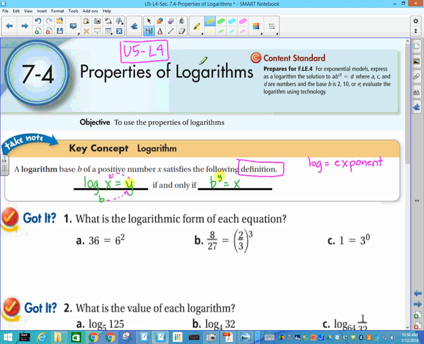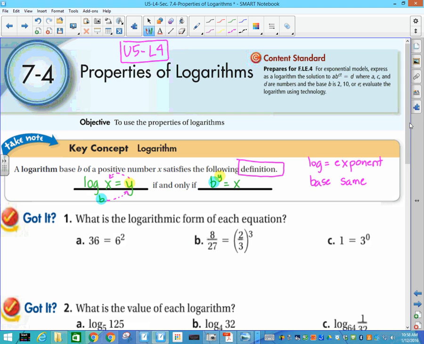The other thing I want to point out, I'll get a different color. Let's go with this one. In my log function, that's my base. And in my exponential function, when I rewrite them following this definition, that is the base. So in both of these equations, the base has to be the same. It's going to be very important for you to be able to go back and forth between these two equations. If you have a log, you can get rid of the log by rewriting it in its exponential form.